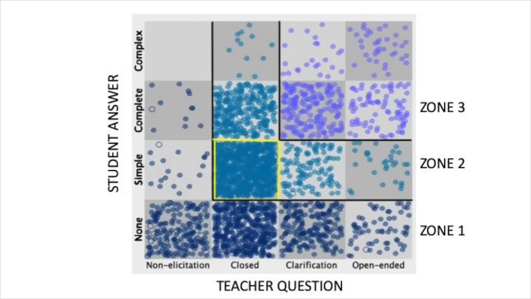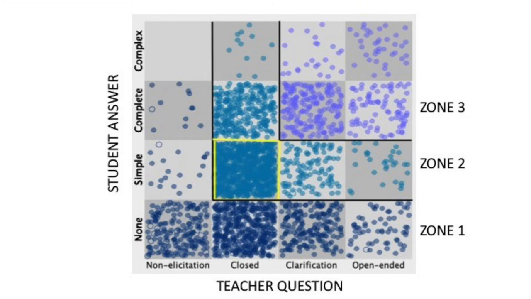So let me first show you what the 2,700 questions in this representation look like. If we fill this state space grid with the empirical data, and one dot represents a combination of teacher question, student answer, this is what it looks like. The yellow cell represents the dominant pattern, so this was the most frequently occurring combination in our data set. As you can see, this is formed by the closed teacher question and the simple student answer.